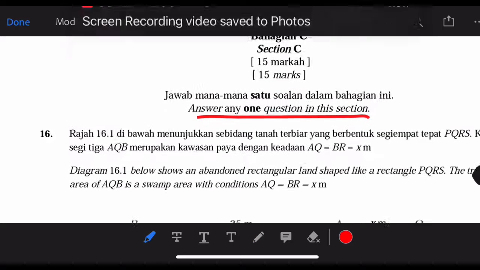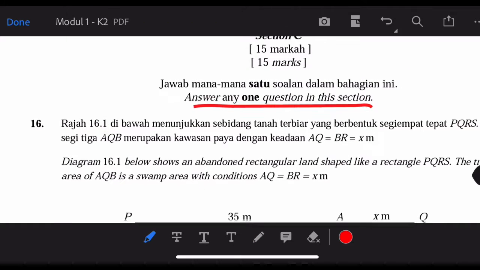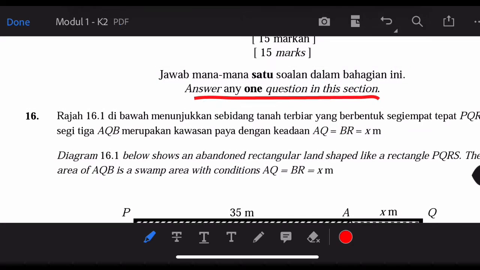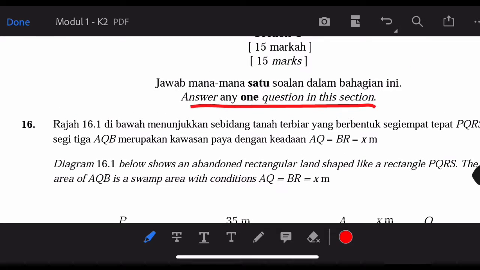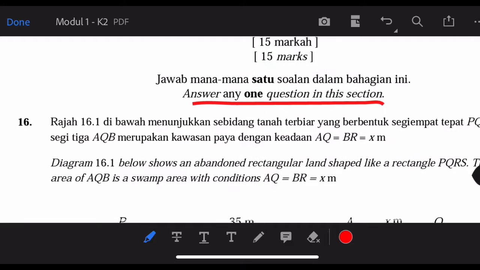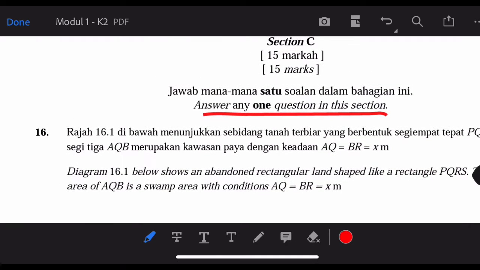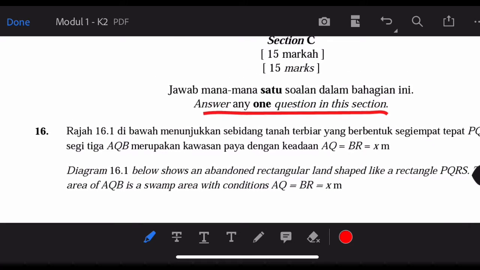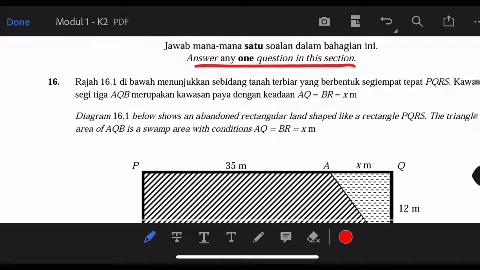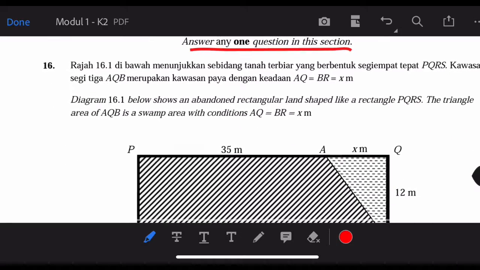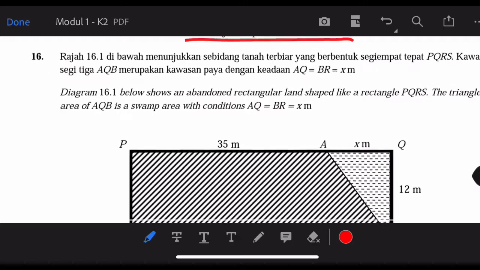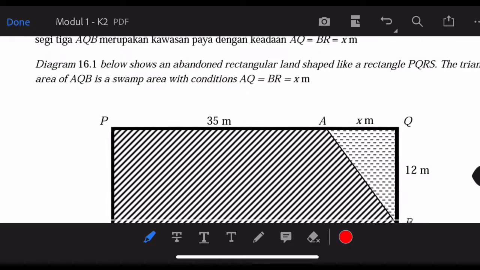Okay, this is a new format of the SPM exam. So now we are going to start with section C, right? Okay, for preparation for your mini exam, now I would like to discuss section C, question number 16. Now let's go through the question.